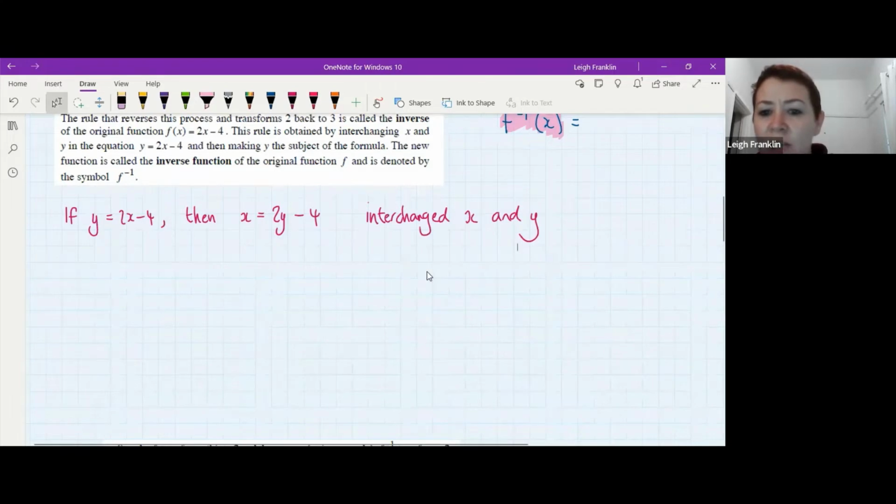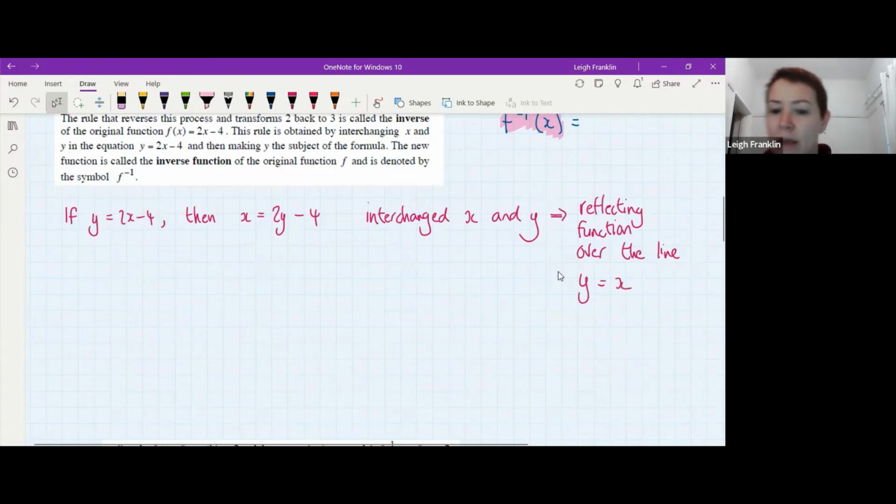This interchanging of x and y is exactly the same as reflecting the function over the line y equals x. Okay, so when we are working with inverse functions, what we are doing is we're actually reflecting our function over the line y equals x.